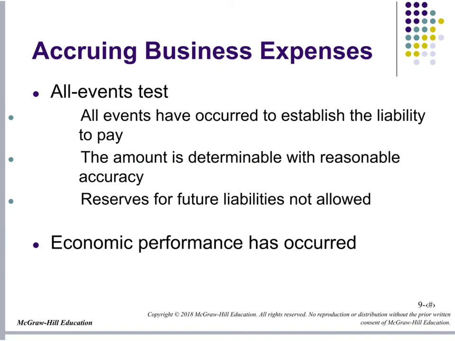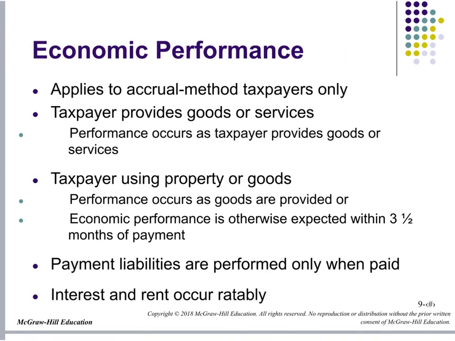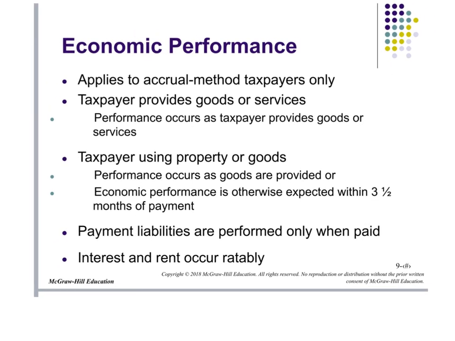All right. What about accruing business expenses? We've talked about revenue. What about business expenses? We've got the all events test. Okay. And then you have to make sure that along with the all events test, economic performance has to have occurred. So when we talk about economic performance, what do we need to have happen? Okay. Well, economic performance, remember, only applies to accrual method taxpayers.